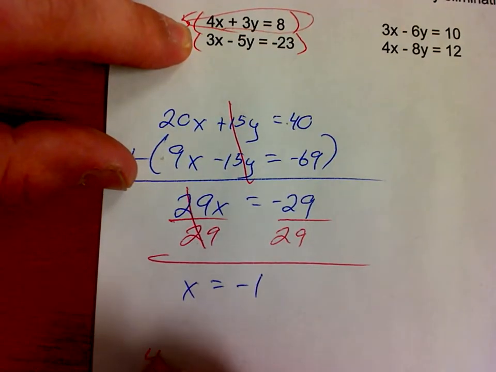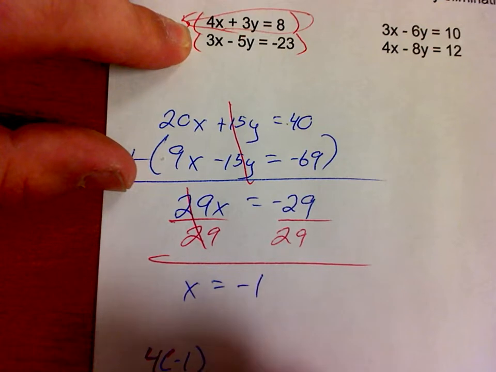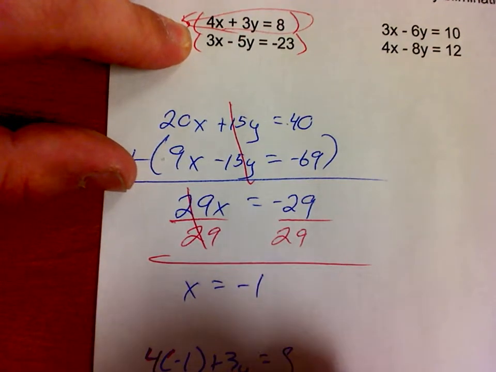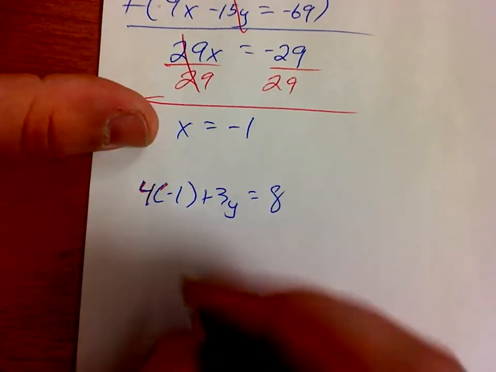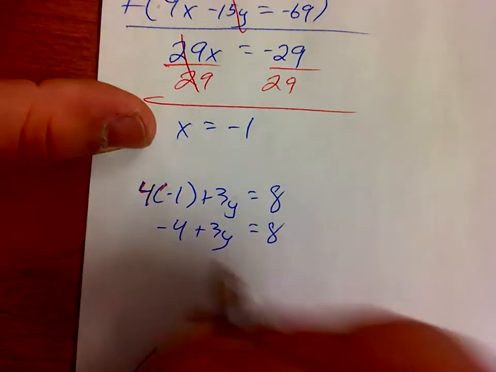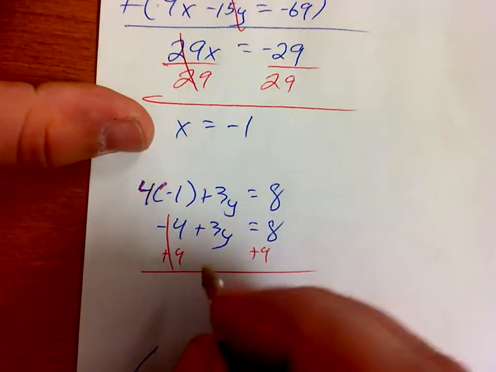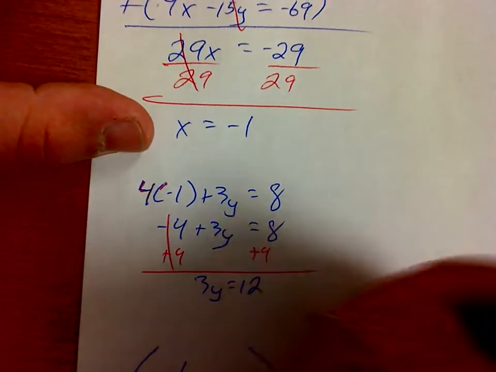So I would have 4 times negative 1 plus 3y is equal to 8. Okay, just simply plug in the negative 1. So it'll give me negative 4 plus 3y is equal to 8. Get rid of a minus 4 by adding 4 to both sides. In which case we're left with 3y is equal to 12.